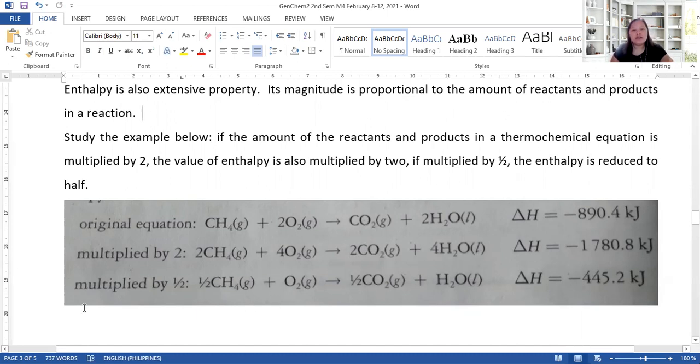Just study this picture for you to have more understanding about this. We have here an enthalpy of reaction that is negative, so it means that this is an example of an exothermic reaction. The heat has been released to the surroundings. So let's continue.